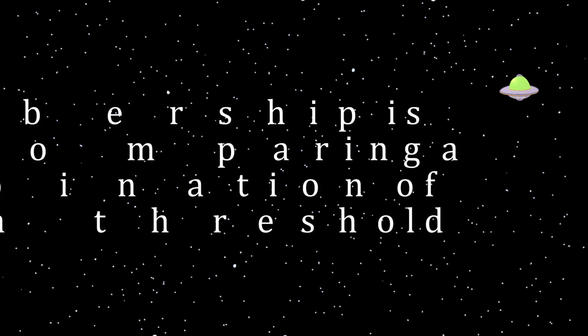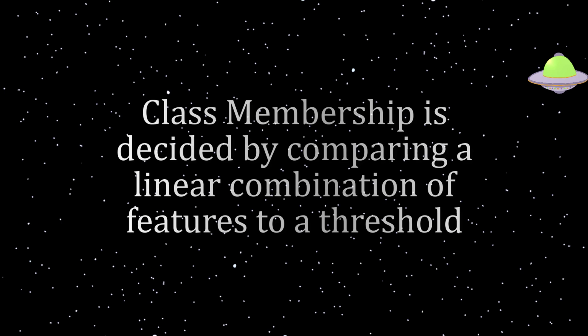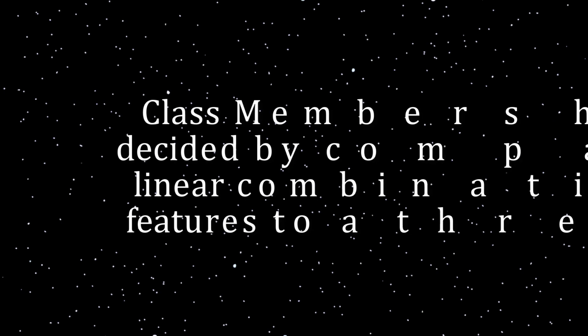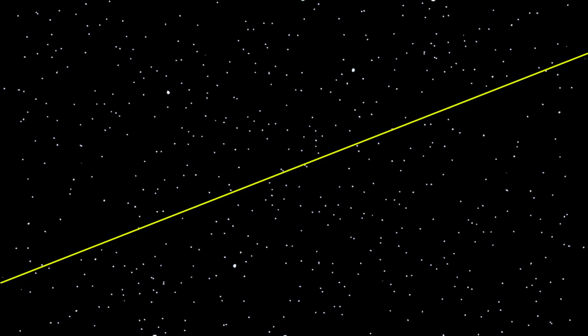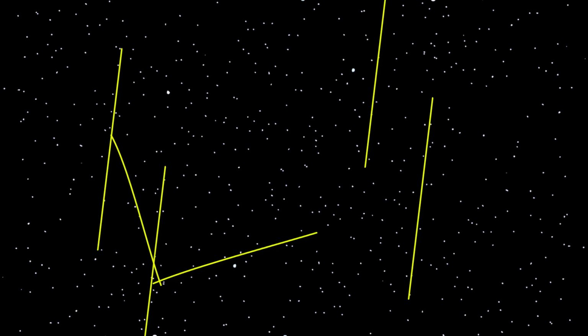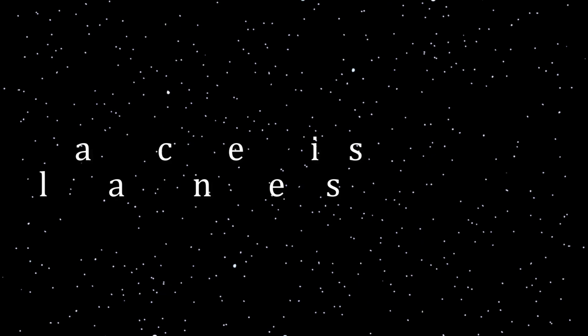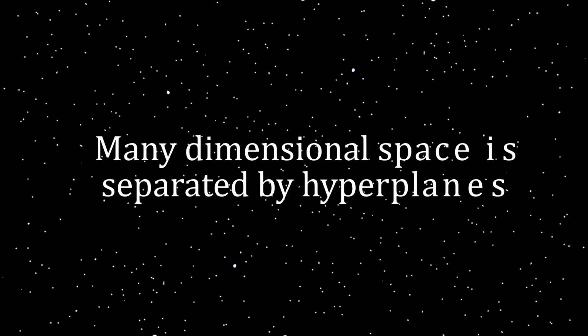With that being said, you can define a linear classifier as a classifier that decides class membership by comparing a linear combination of features to a threshold. The separator between one class and another changes depending on whether we are dealing with a 2, 3, or n-dimensional space. In a two-dimensional space, the separator is a line. The separator is a plane in three-dimensional space and a hyperplane in many-dimensional space. Let's start with two-dimensional space.